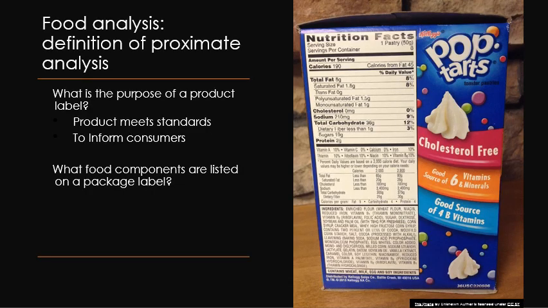So here we have a food packaging, and we can see that at the back of this food packaging there's a nutrition fact. What's the purpose of having this food label in the packaging? It is for the producer to inform consumers about the nutritional value and what the food composition in the food product is, and for them to make sure that the product meets standards and also follows the guidelines. If you observe this food label, you may recognize there are several food components that are commonly listed.